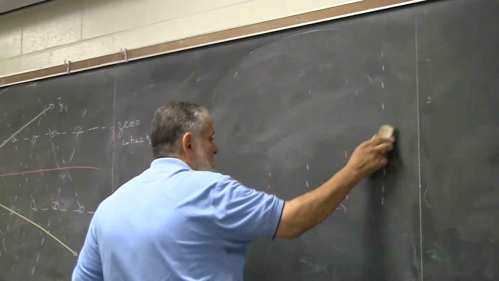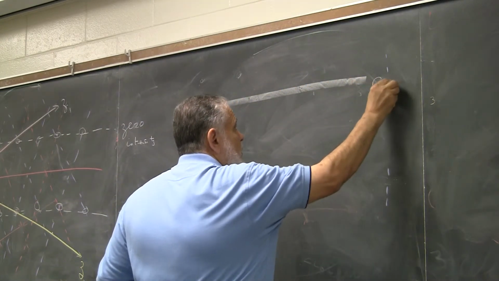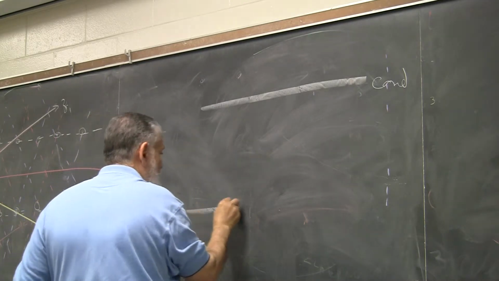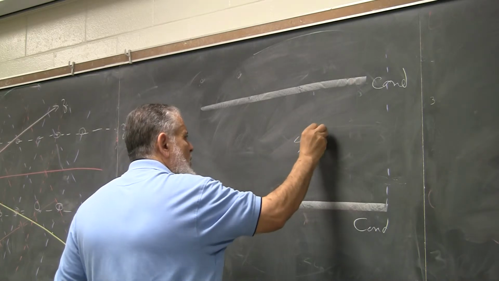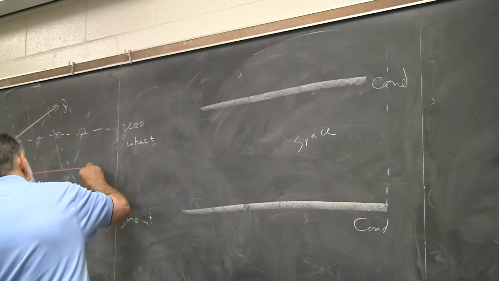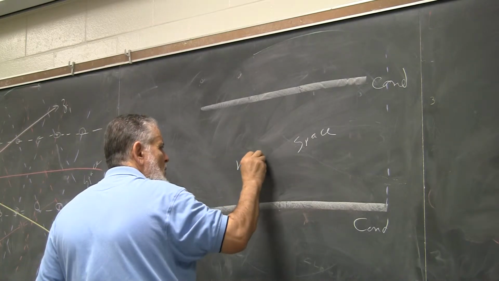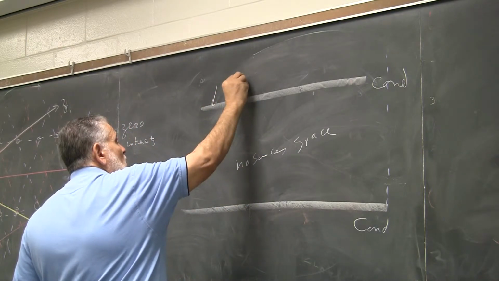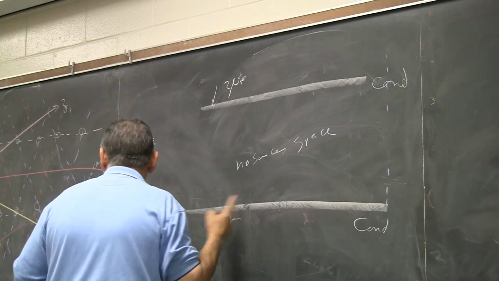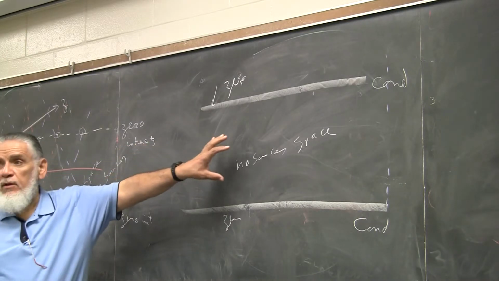I can claim that it is identical to another problem. Conductor here and conductor there. The region here was space. The region here is space. No sources. No sources. Zero boundary conditions. Zero boundary conditions. These two problems are identical. So the solution here is identical to the solution there.